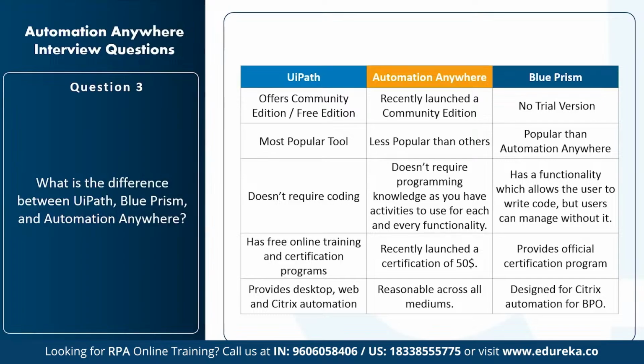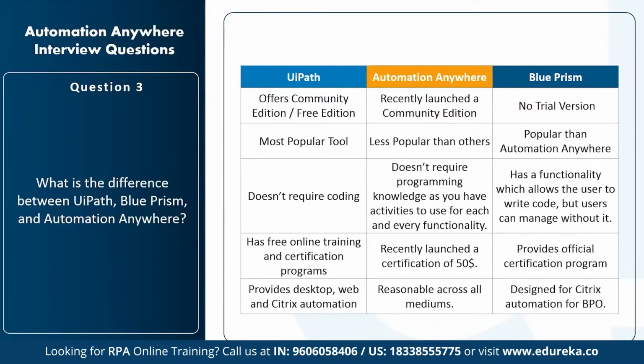Coming to Automation Anywhere, it has recently launched a community edition. Apart from the community edition, it also has an enterprise edition with a 30-day trial. So you can go for the community edition, which is again free for a lifetime, and then there's also an enterprise edition similar to that of UiPath. And finally, Blue Prism has no free edition. It offers no trial version, so you'll have to pay money, get the licensed version, and then you can start automating tasks in Blue Prism.